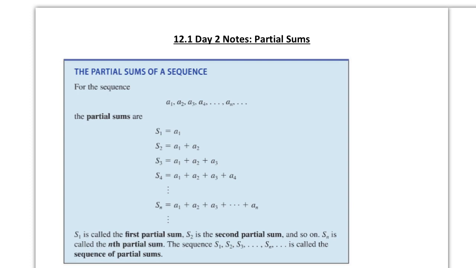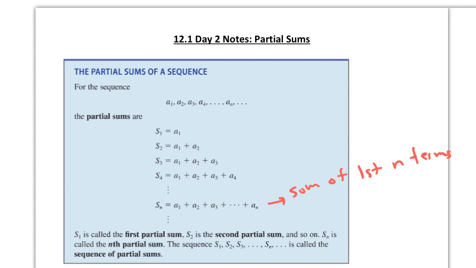So it might seem like an infinite sum, but it's not. It has a stopping point. Whatever n is, that's the stopping point. So it's the sum of the first n terms, and we call that the nth partial sum.